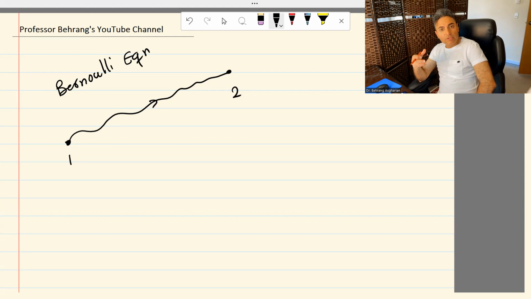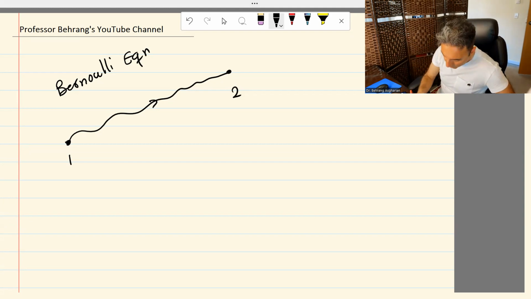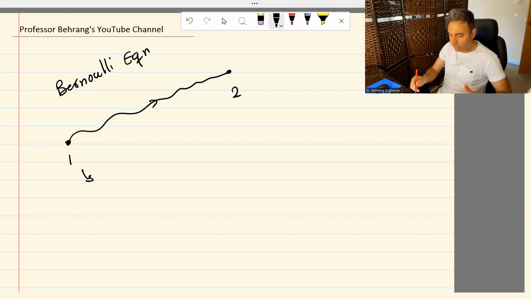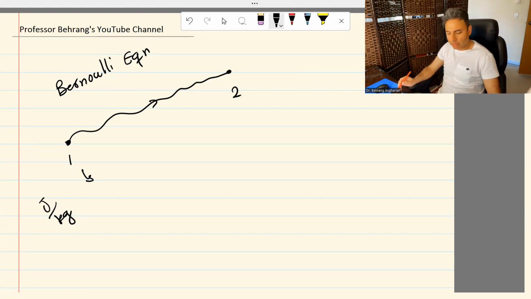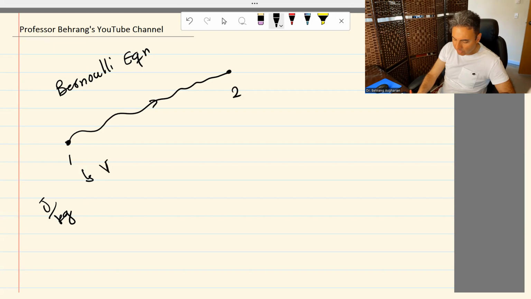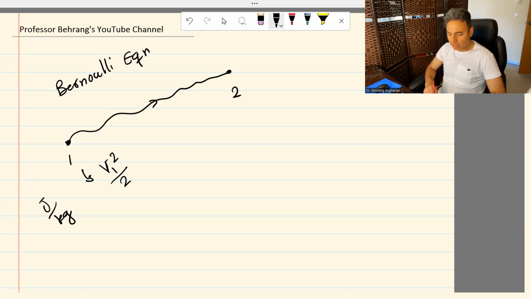Let's apply conservation of energy to this. How many different types of energy does the fluid have? At point 1, we have the kinetic energy. I'm going to write the energy per unit mass because it's a fluid, so in the unit of joules per kilogram. Kinetic energy at point 1 would be the velocity of the fluid at point 1 squared over 2. That's kinetic energy. What other type of energy do I have here? I have potential energy. Potential energy per unit mass would be g times z1. So that is potential energy, right?